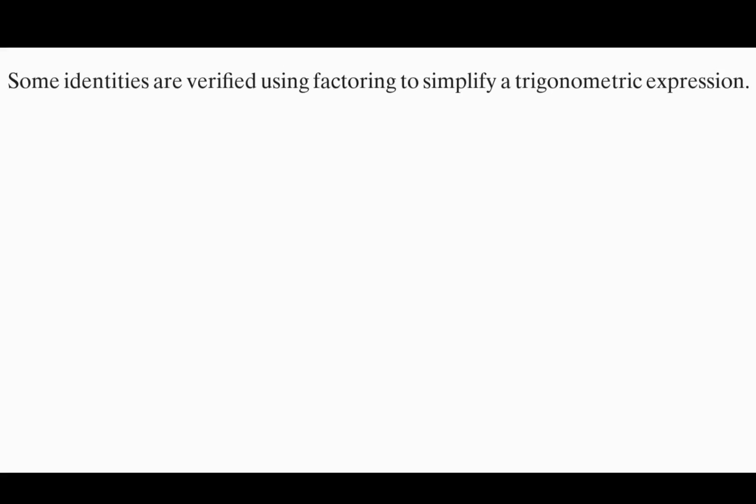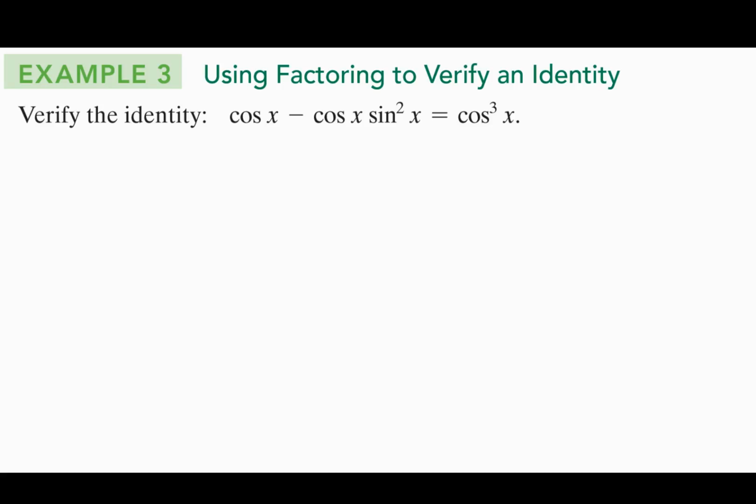Some identities are verified using factoring to simplify a trigonometric expression. So when we look at this function, I can't change everything to sines and cosines because they're already sines and cosines. The only thing I can do is notice there's a cosine in the first term and a cosine in the second term. I can factor it out. 1 is left over there, and sine squared is left over there.